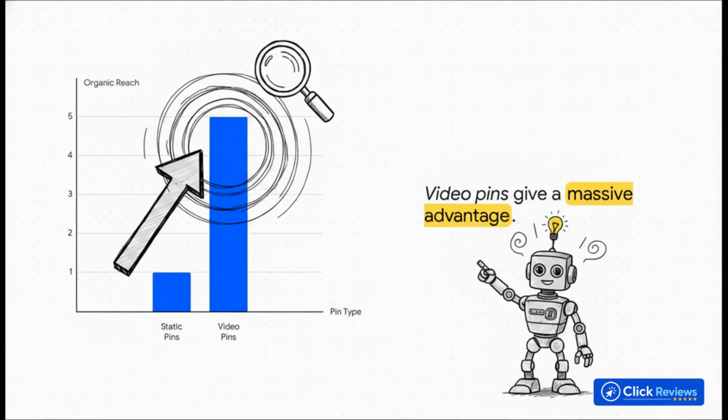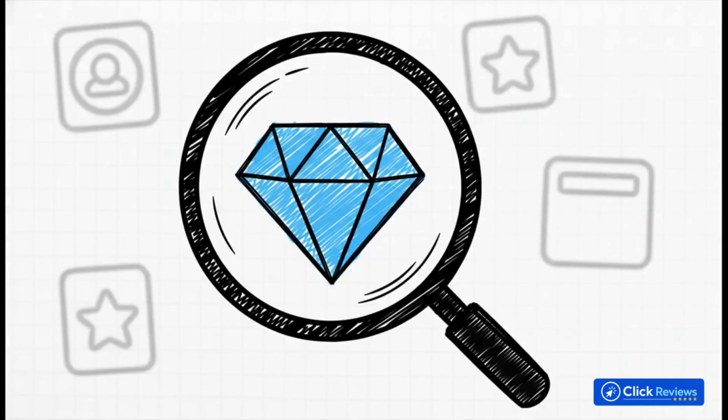Now, what's really interesting here is the sheer algorithmic advantage we're talking about. Just think about that multiplier. Compared to your standard static pin, video pins on Pinterest are currently getting 5 times greater organic reach, and according to independent studies cited in the source material, they get 9.3 times more engagement. Videos autoplay silently in the feed, right? They just naturally catch the eye. So by having a tool that auto-generates the exact format the algorithm is favoring, users are practically handed this massive built-in distribution advantage.